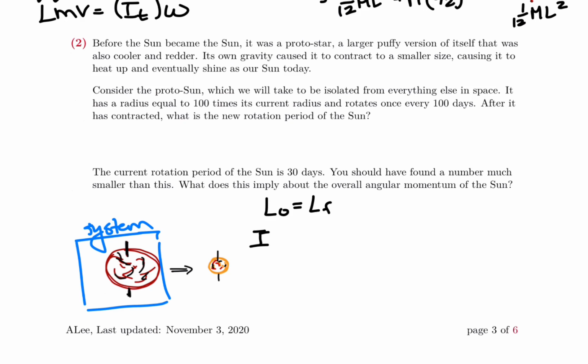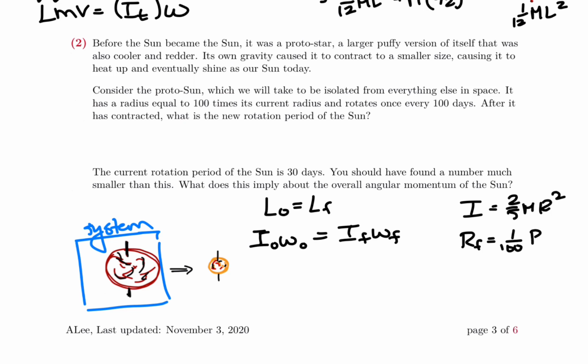Or since this is an extended object, I could write this as the initial angular momentum, I omega, is equal to the final angular momentum, I omega. I for a sphere is 2/5 m r squared. And essentially we're told that r final is 1/100th of the initial radius. The mass is not changing.